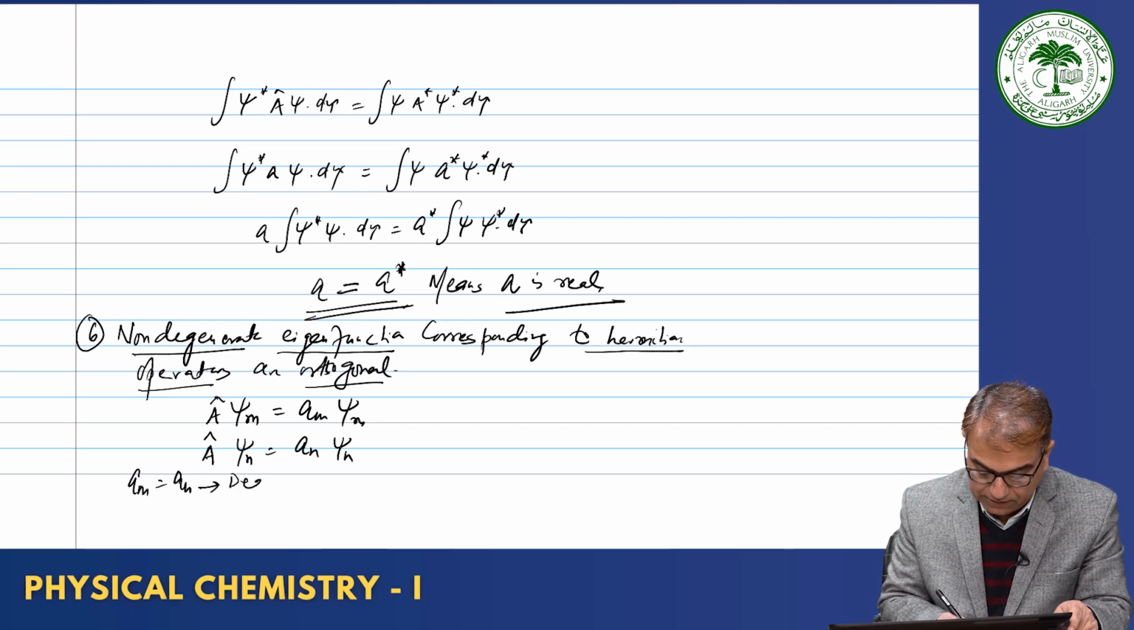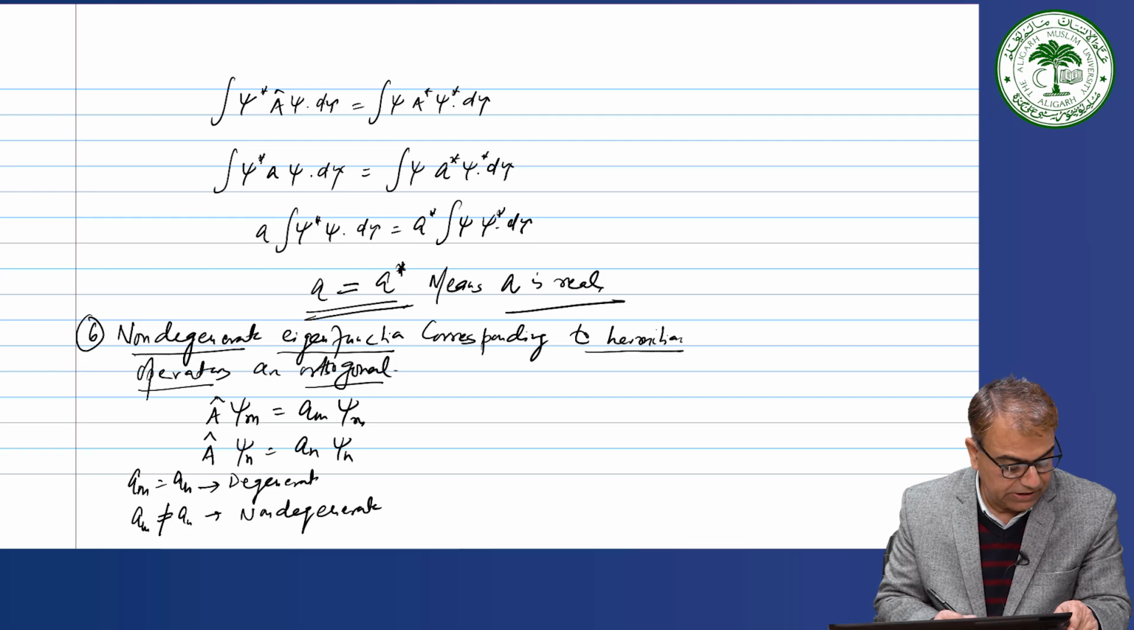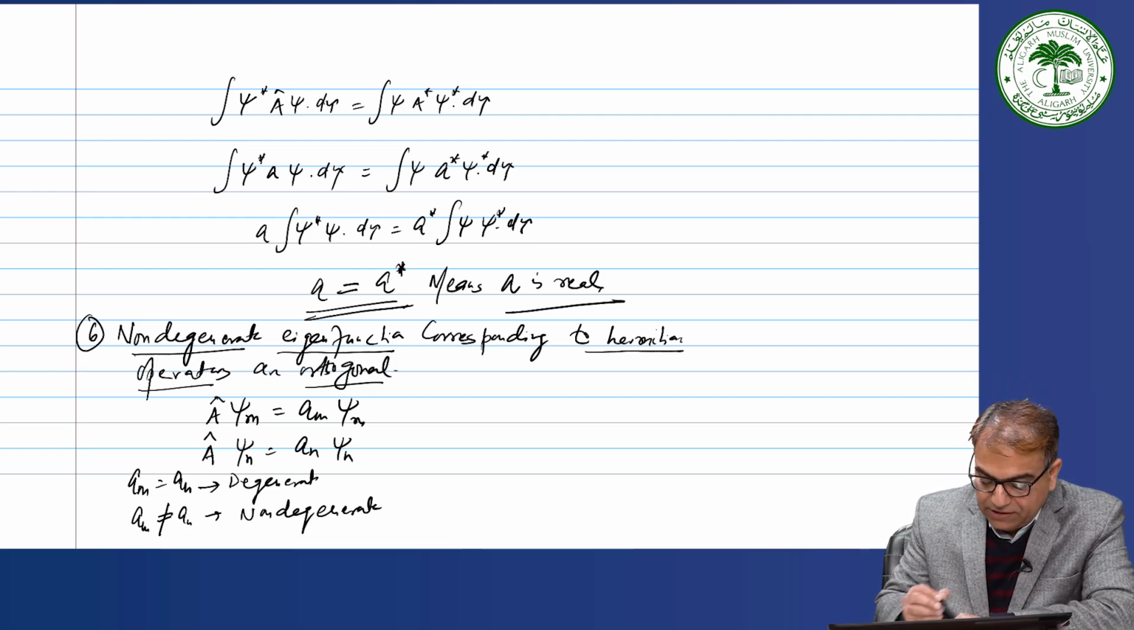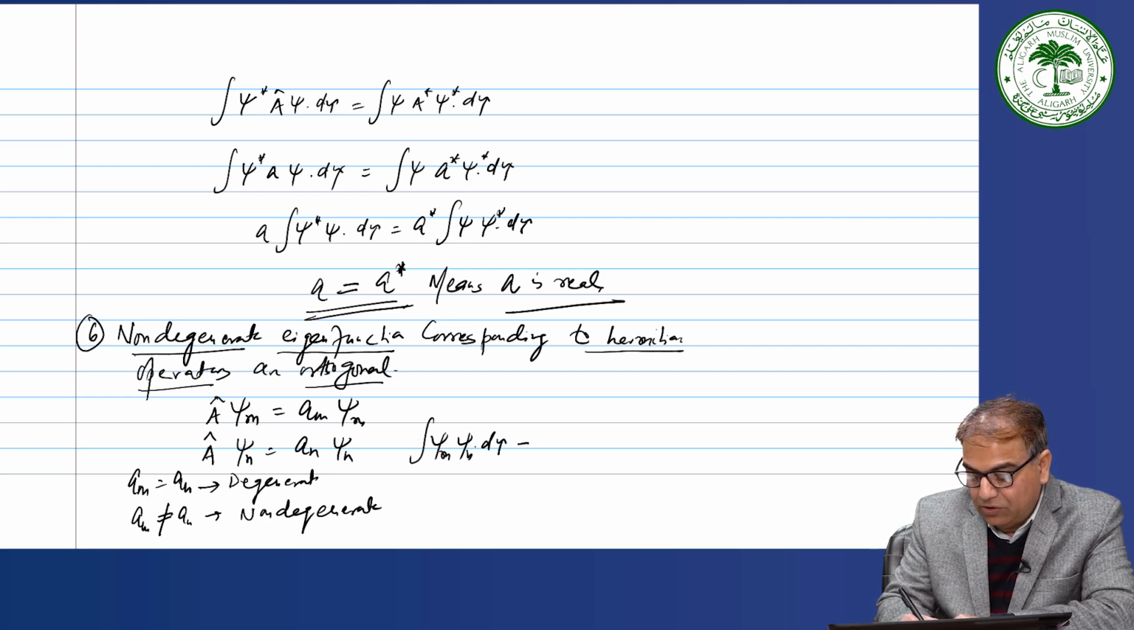Then it is degenerate. If A m is not equal to A n, then it is non-degenerate. We will talk about this in detail later on. And if it is non-degenerate, then the integral of psi m psi n d tau is equal to 0, so that they are orthogonal.